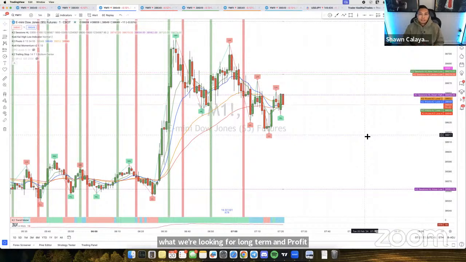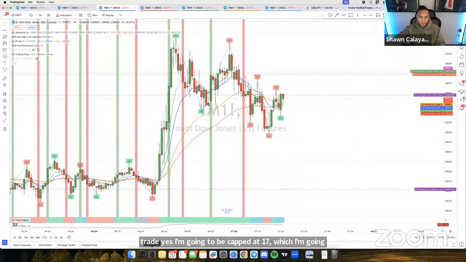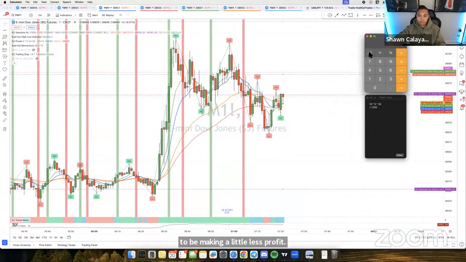Because on a 150K account, you're capped at 17 contracts, right? So if I'm increasing my contracts to trade ES, I'm going to be capped at 17, which means I'll be making a little less profit. For example, say with my funded account, 17 contracts times 5 times 25, that's 2,125. This is going to be my cap for YM.